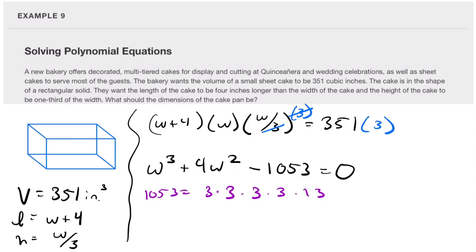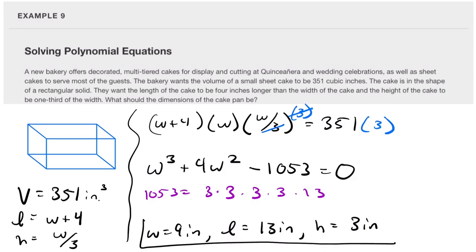So it looks like, let me see, length. Yeah, let's do, like, the width is 9 inches. So that means the length would have to be 13 inches. And the height would have to be 3 inches. Siri, what's 9 times 13 times 3? 9 times 13 times 3 is 351. Okay, so I think that's exactly what we wanted.